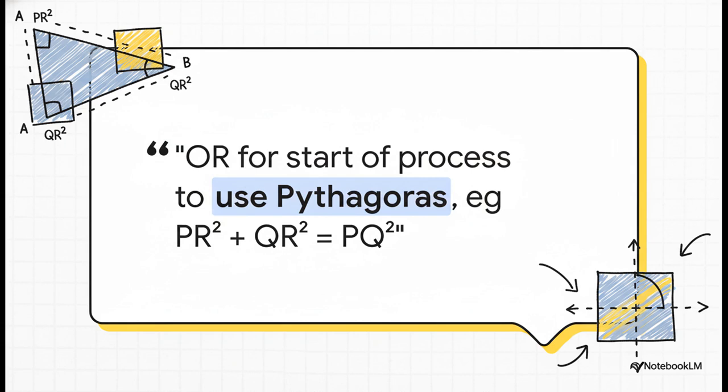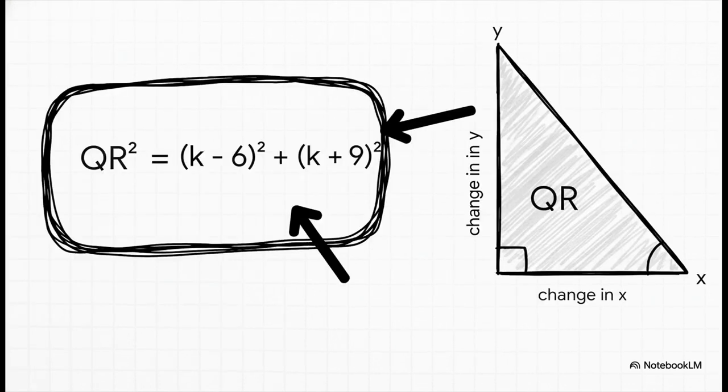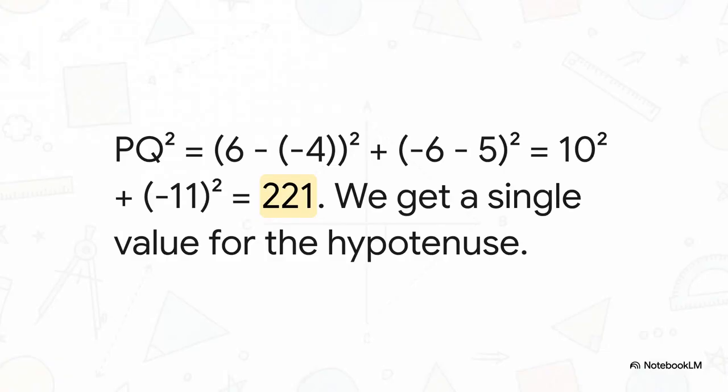So let's work out the squares of these lengths. First up, PR squared. To find the length of a line, we can use the distance formula, which is basically just Pythagoras again. It's the change in x squared plus the change in y squared. You plug in the coordinates and you get this expression. Next, we do the exact same thing for QR squared. Plug in the coordinates for Q and R, run through the calculation, and boom, we get the expression you see on the screen. And finally, the hypotenuse, PQ squared. Now this is the nice part. Because we have the actual numbers for P and Q's coordinates, this calculation doesn't even involve k. It just spits out a clean number for us to work with, 221.